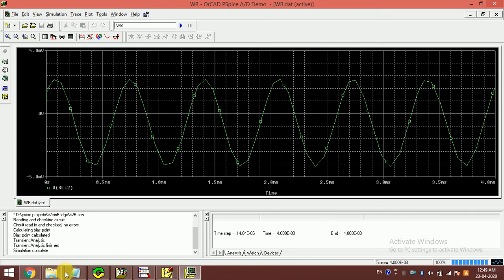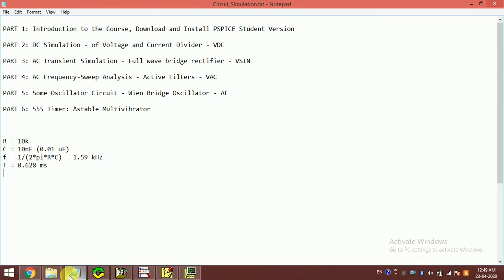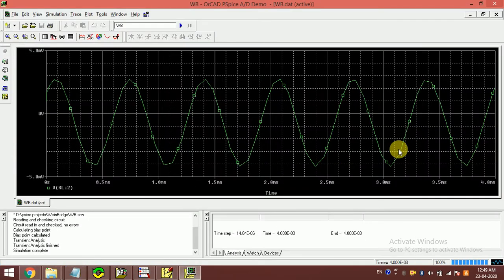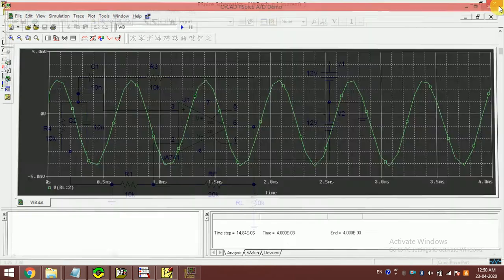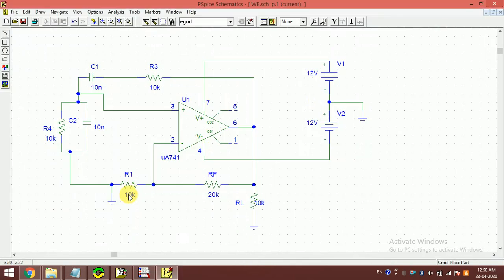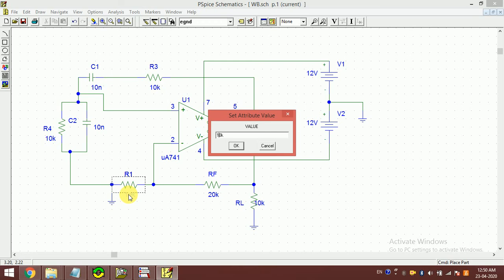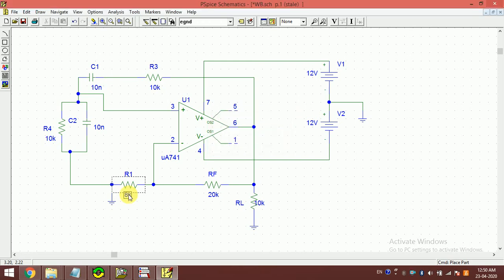Because our time period was 0.628 millisecond, 6 into 6 is 36, so 3.6, so almost equal, because it is not exactly accurate, but we can get something. But again, this is in millivolt range. If we want to slightly increase this, what we can do is slightly reduce this 10K. Let's make it 8K and see what happens.